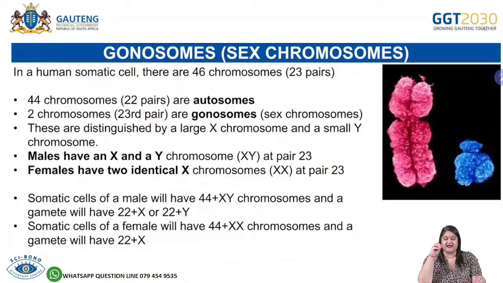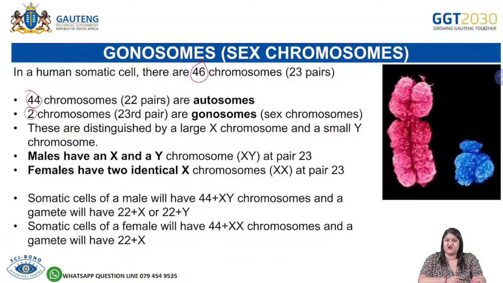Sex chromosomes is also accepted. However, gonosomes is the proper life sciences term, and that is the biological term that we prefer you to use. So as I said, we have 46 in total: 44 autosomes and 2 gonosomes. Those 44 autosomes are just our normal chromosomes with their normal shapes and sizes, whereas our 2 gonosomes have a particular shape and size. They are distinguished by a large X chromosome and a small Y chromosome.